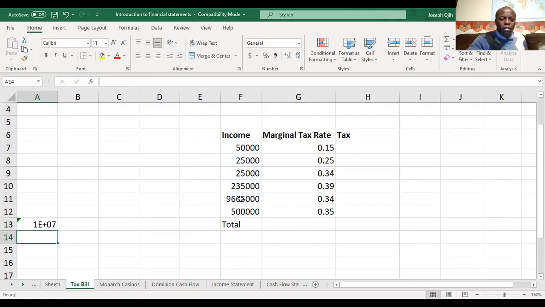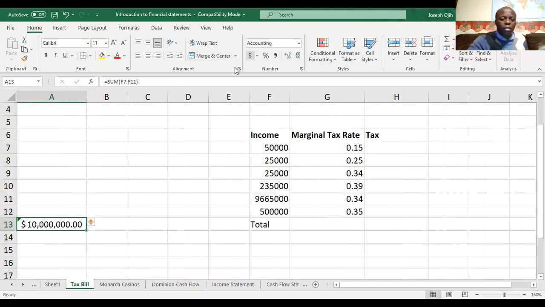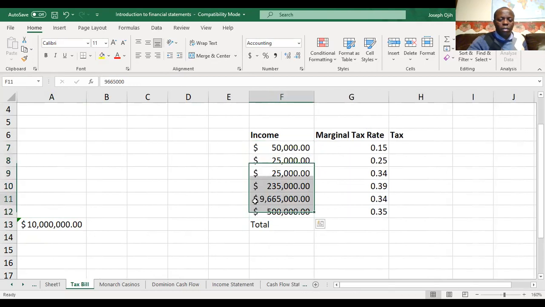You see that it's giving me a large number, so I know why it is like that. Let me see, 10 million. Let me make it a dollar sign. It's 10 million. So how much is left on this? I'm going to change all this to currency so that you can calculate it better. So how much is left from 10.5 million is 500,000.